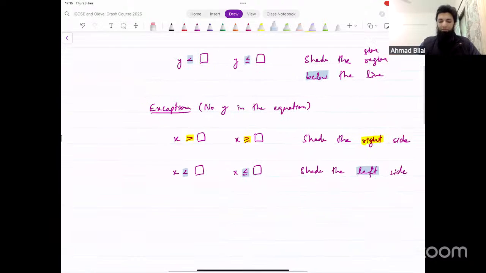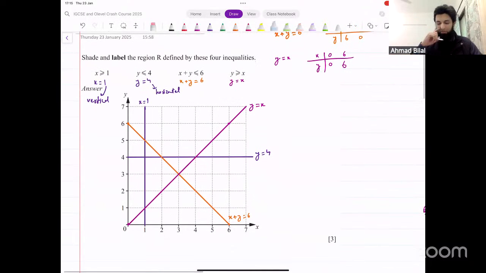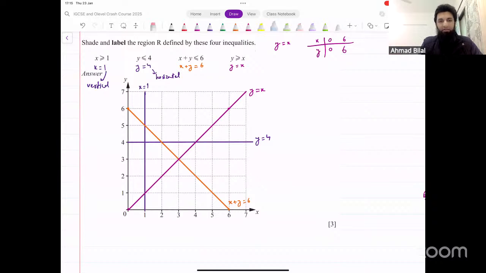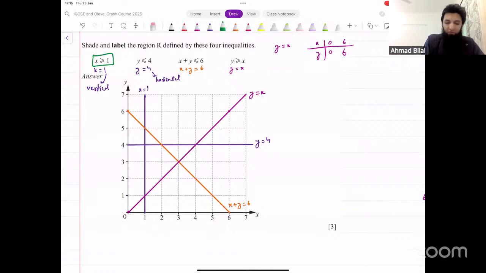Now, let's go back here. We have drawn these lines. x greater than or equal to 1. Let's start with that one first. There's no y here. What does greater than mean? That means we have to shade the right side of this line. So the x equals 1 line, we shade the right side of that. Let's just mark it here for now. We have to be on the right side of this.